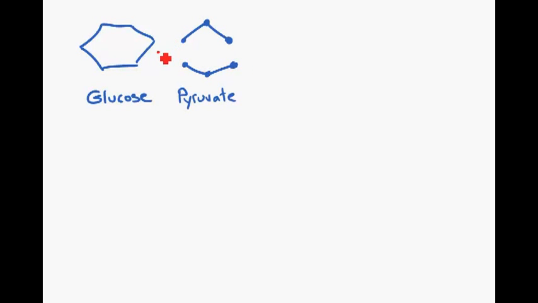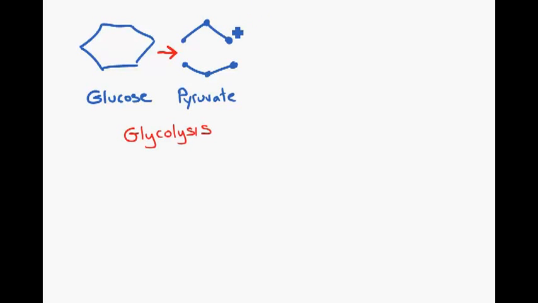Summary of respiration. No details at this point, just a summary. We start off with glucose, which is a 6-carbon ring. In the first step, this is broken into 2 3-carbon molecules called pyruvates. This step is called glycolysis.